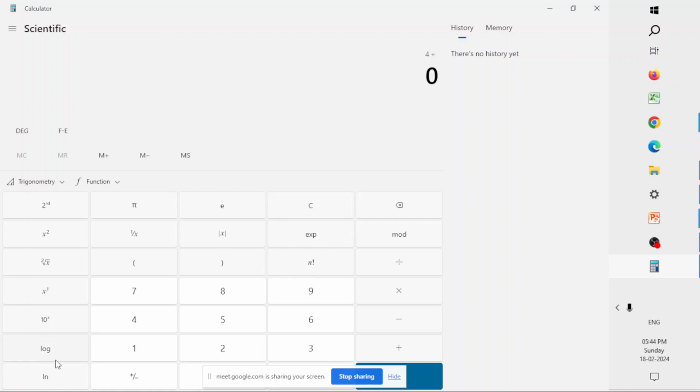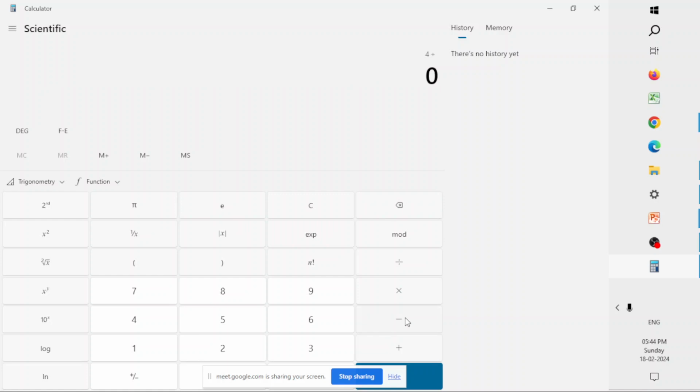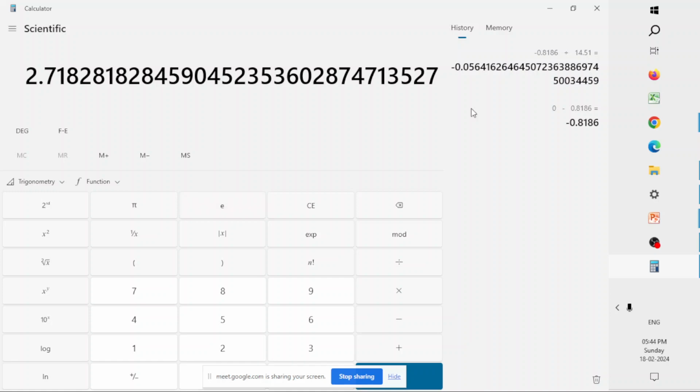So e power minus 0.8186 divided by 14.51, e power minus 0.056. e power of that is, let me just calculate this using my calculator and I'll let you know the value. e power minus 0.056, that is 0.94, into minus 1 will be, okay.